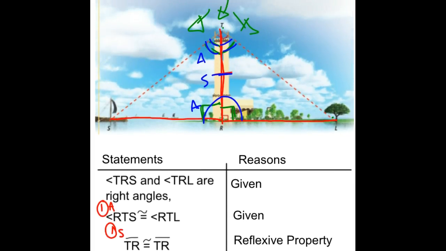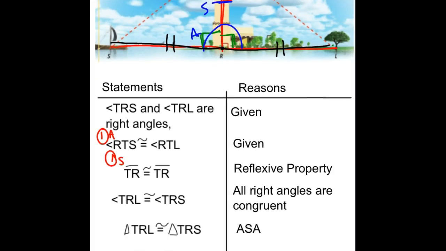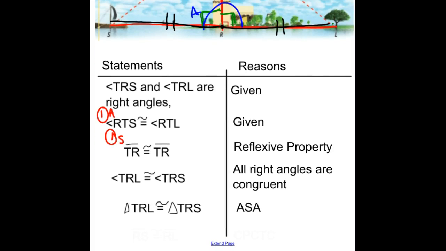So the whole goal of this is to prove that Thales was right. He could do these measurements. The distance from the tower to the landmark is the same as the distance from the tower to the ship. And because the triangles are congruent and those are going to be corresponding parts, we can say that RS, the distance from the ship to the tower, is the same as the distance from the landmark to the tower, RL, by CPCTC. We've got one proof left to go in your notes today.